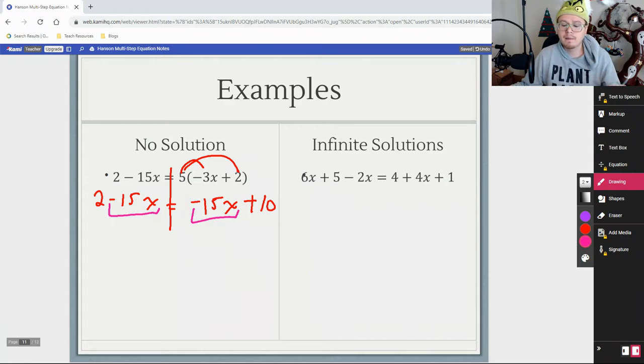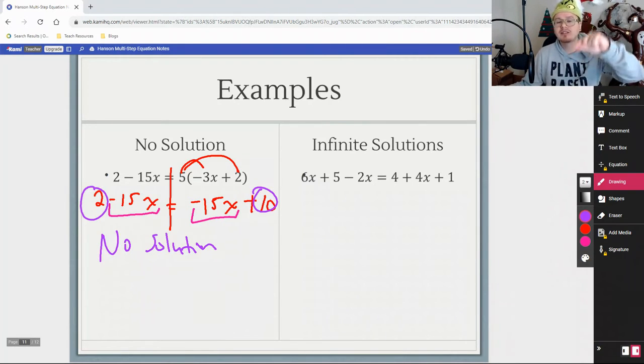So right away, my brain should be saying, okay, this is going to be one of those special cases. It's going to be no solution or infinitely many. Now, how do I know which one? Well, this has a 2 on it, and the right-hand side has a 10. If I can move the 2, I can move the 10, it's still going to be not balanced, right? This will be no solution because the variable terms are the same on each side, but the constant terms are different.